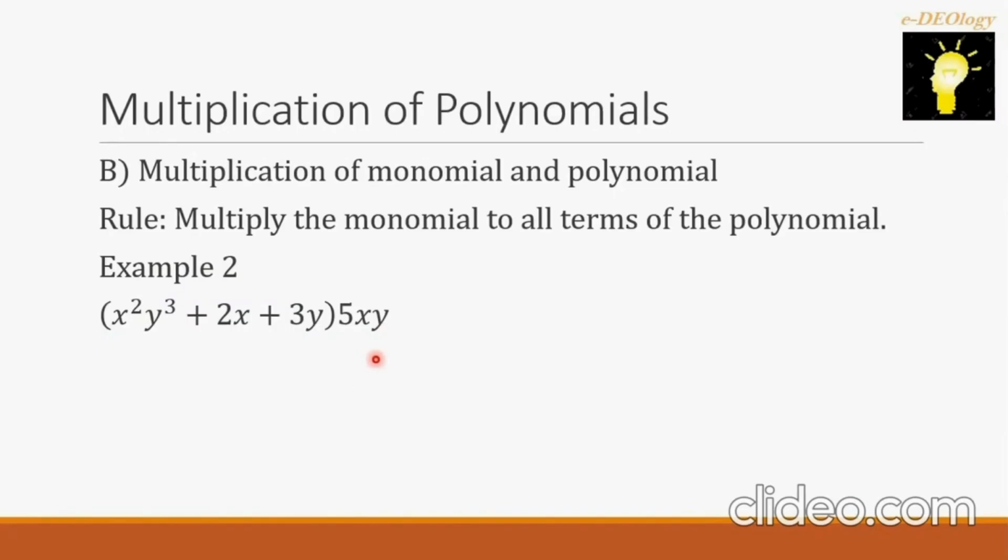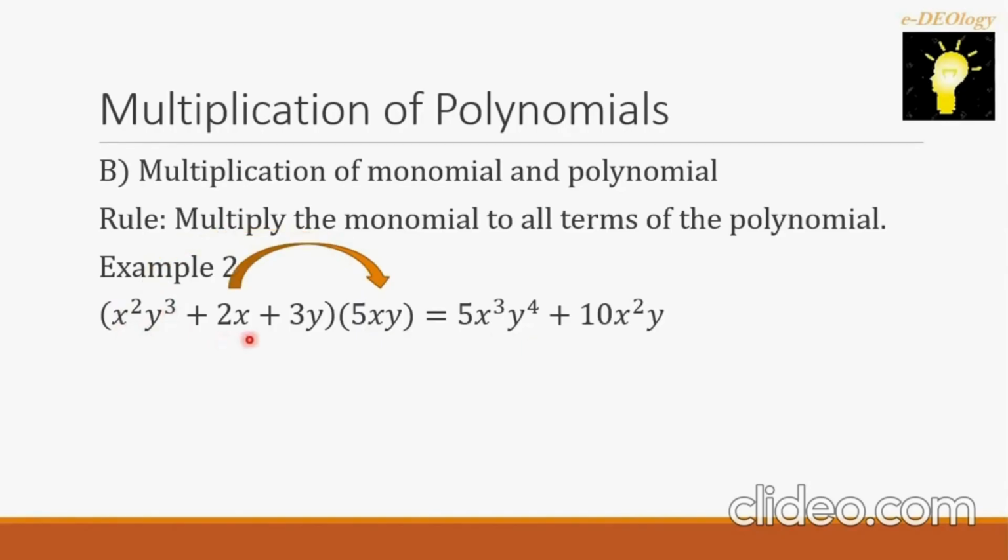So the same procedure, each term of this polynomial will be multiplied to the monomial. Let's start with the x squared y cubed times 5xy. We will get the 5x cubed y raised to 4. As we see here, the x squared with the x with exponent 1 will get x cubed. With the y cubed multiplied to the y with power 1, we'll have the y raised to 4.